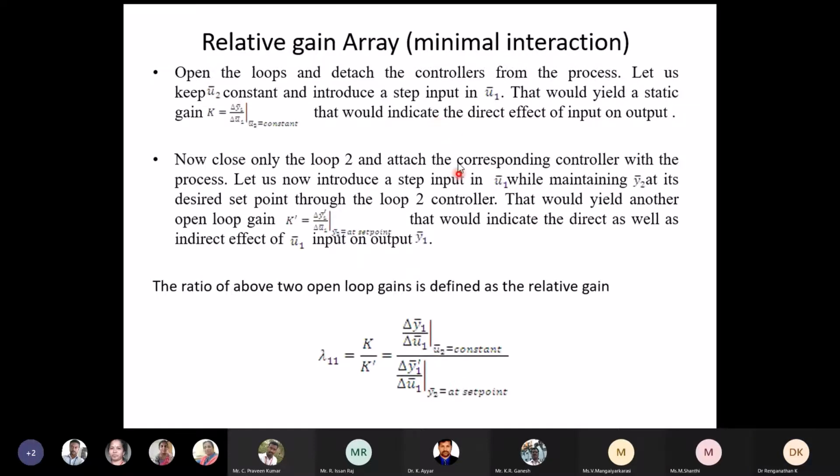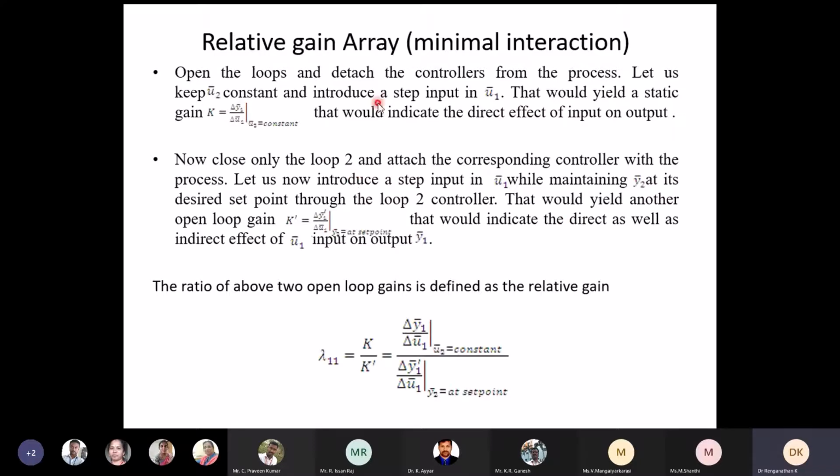That is, we are going to keep maintaining y2 at the desired point, and introduce a step change in u1. That is going to result in another expression. So this will indicate the direct as well as the indirect effect. One will indicate the direct effect, and the other will give the direct as well as the indirect effect on the system. When you are able to find the gains, this gain divided by this gain will be nothing but what is called the relative gain. So one is going to be a direct effect, the other is going to be a combined effect.